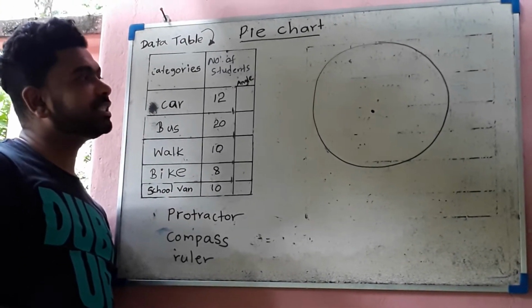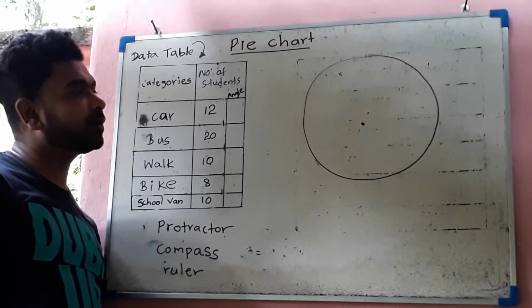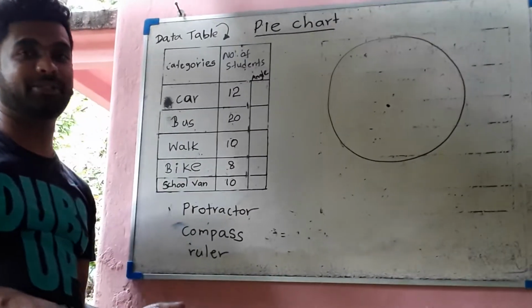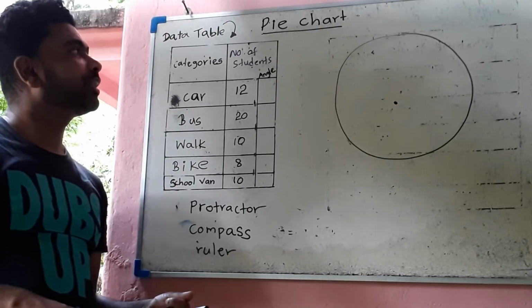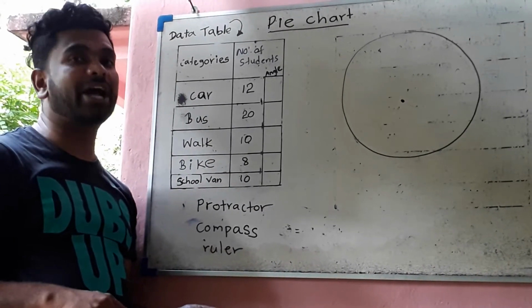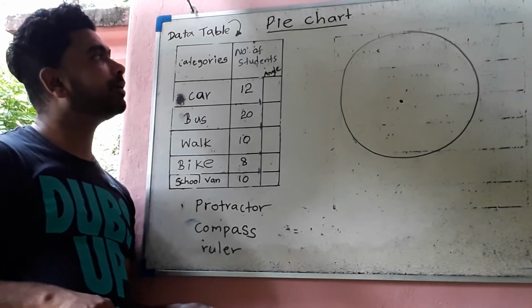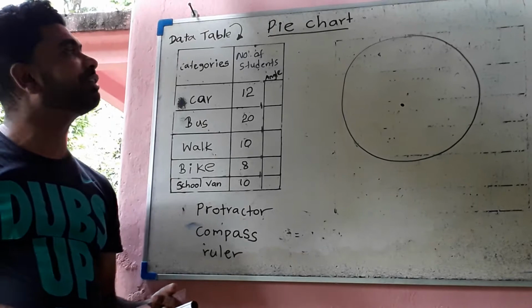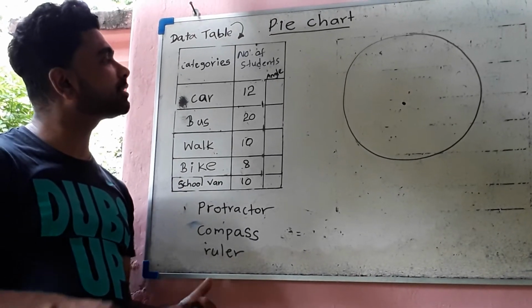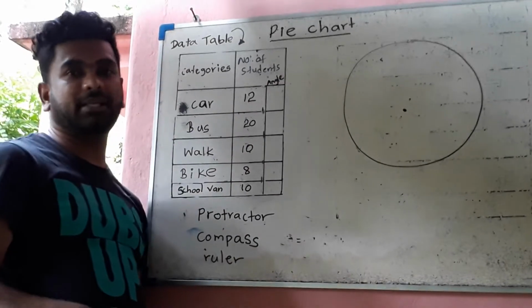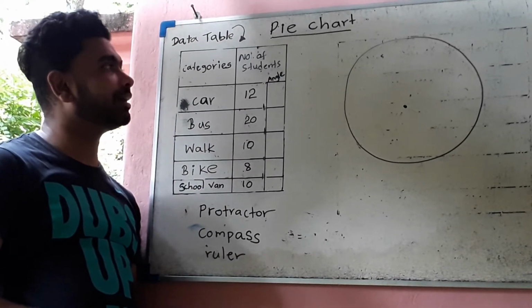We call this a pie chart because it is like a pie cake, like a pie you have eaten. The pie chart is also called a circle graph. To represent the data given, we use a circle. That's why we call this a pie chart.